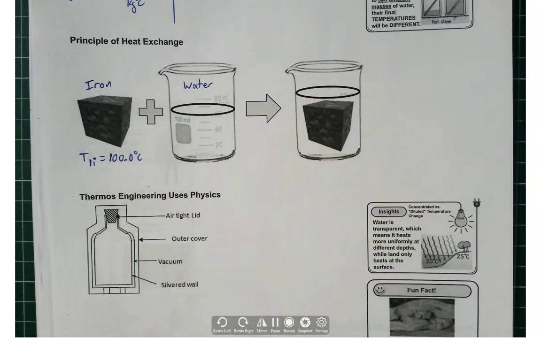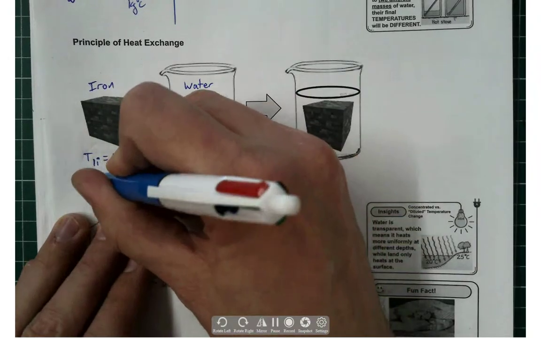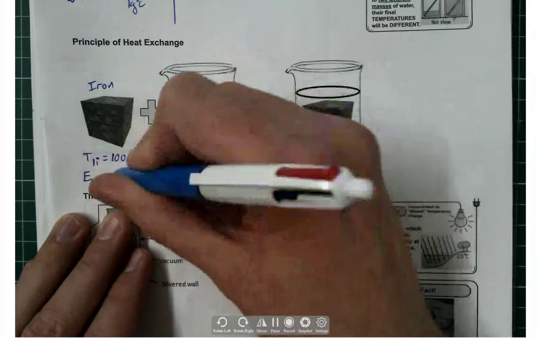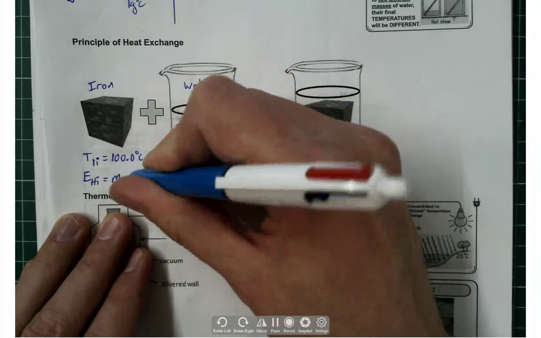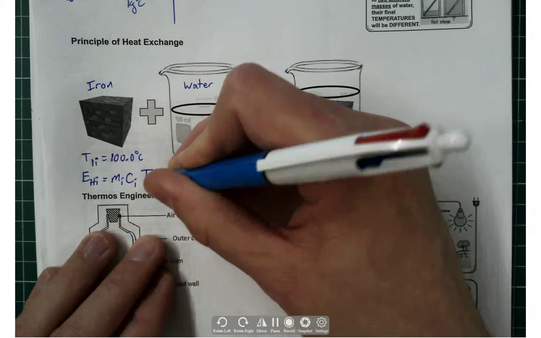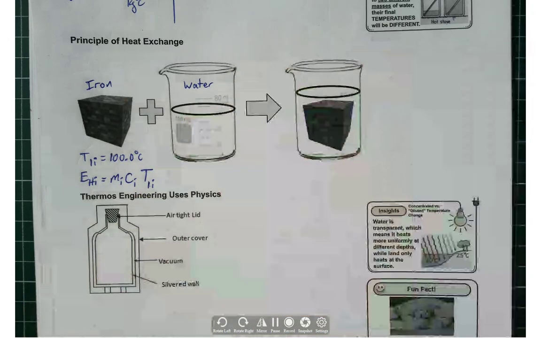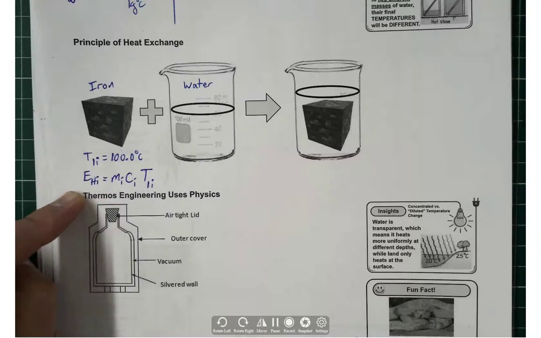100 degrees Celsius iron. I know that the heat energy for that iron would be calculated as the mass of the iron times the heat capacity of the iron times what the temperature is for that iron at that moment in time. Notice that I'm not talking about the change in heat. I'm just saying I could calculate how much heat it has. It owns that much heat energy. It owns that many joules of heat.